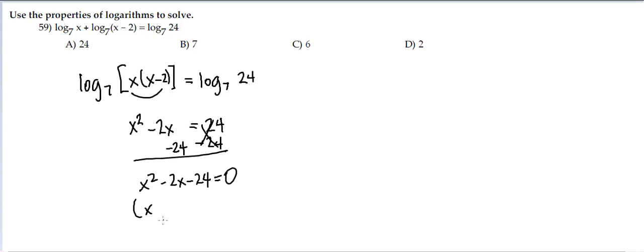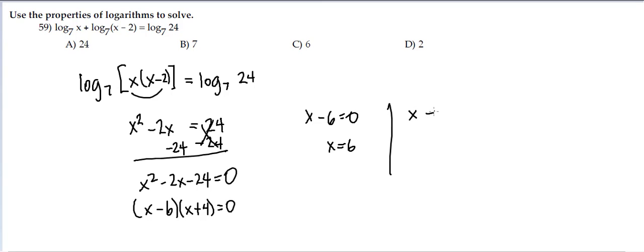And we'll take and factor that, and the numbers that multiply to give negative 24 and add to give negative 2 are negative 6 and positive 4. And so we come over here and solve that. So if x minus 6 equals 0, then the whole thing's 0. Or if x plus 4 equals 0, then the whole thing is 0. So 6 and negative 4 are what makes those things true.